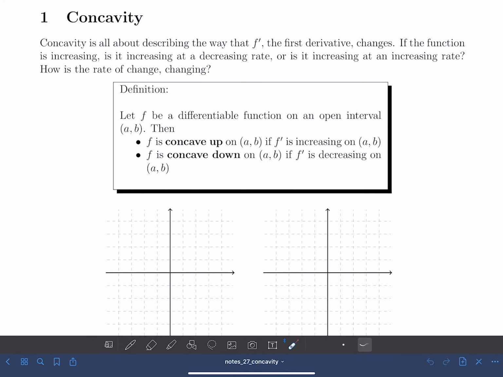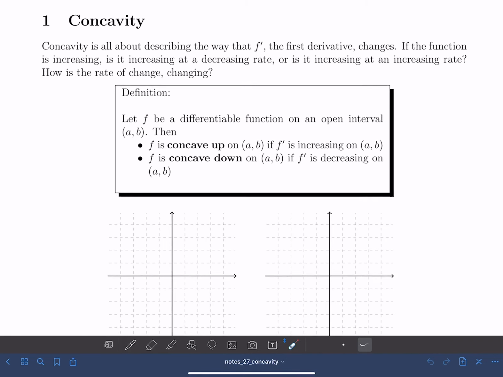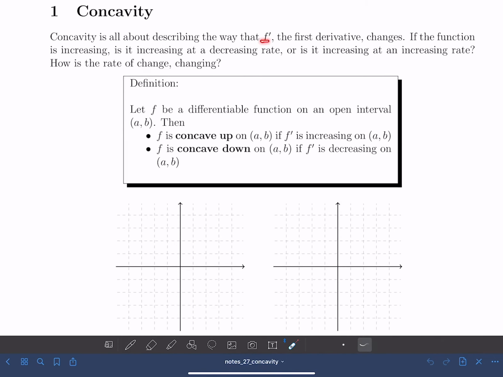So the first thing we need to do is talk about concavity. What is concavity when we say concave? Concave up, concave down. What do we mean? Well, it's all about describing the way that f prime, the first derivative, changes. For example, if the function is increasing, is it increasing at an increasing rate or at a decreasing rate?